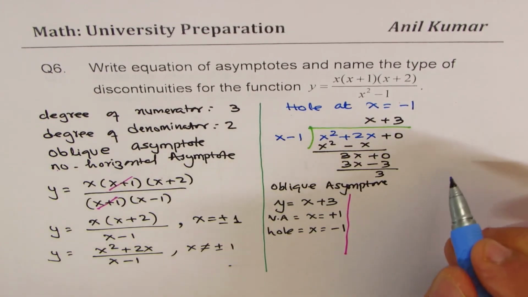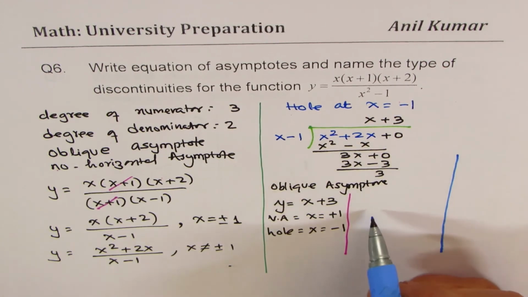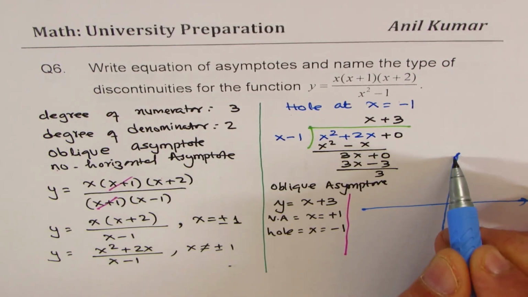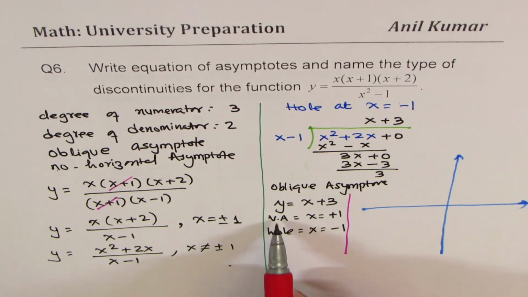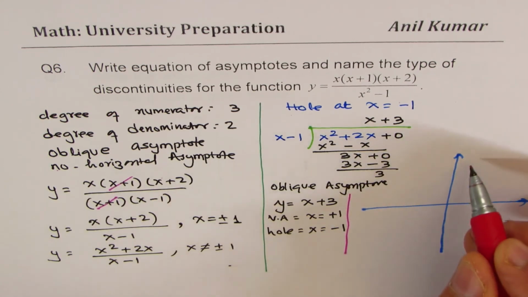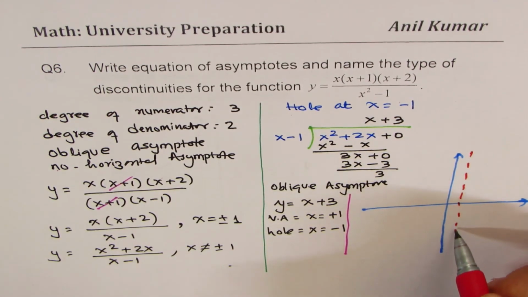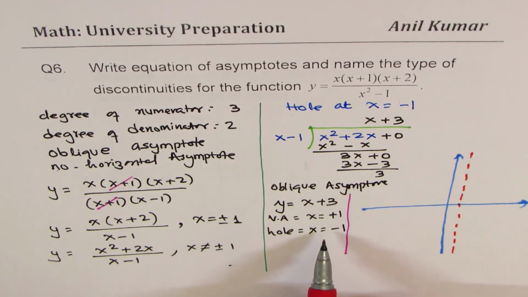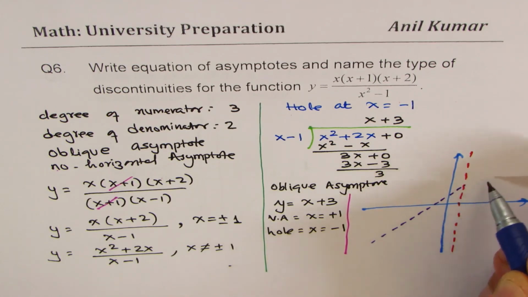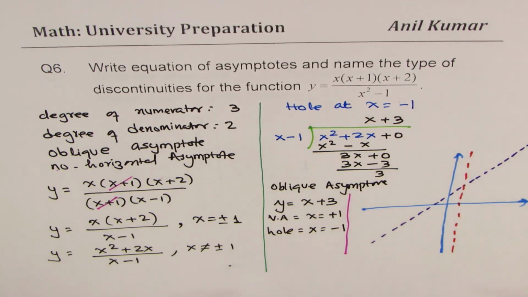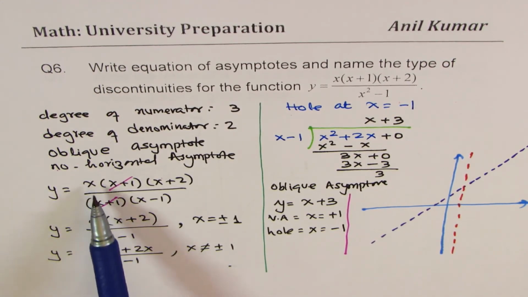Now if you get into details of this particular function, then you could actually sketch it also. So it's a very important question to sketch. What you see here is a vertical asymptote at x equals 1. So let's say this is my vertical asymptote at 1, and the oblique asymptote is x plus 3. So the slope is 1 and the y-intercept is 3, correct? So that is how it is. Since we have an x-intercept, and there is a hole here, right?